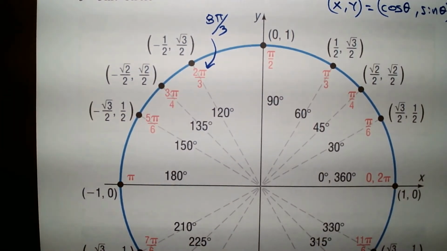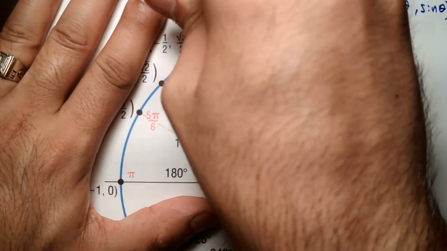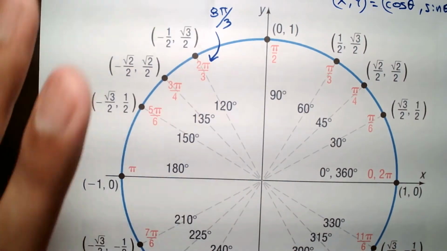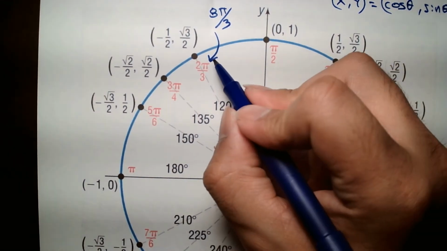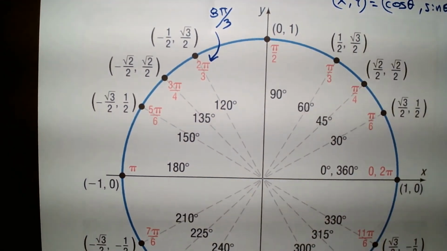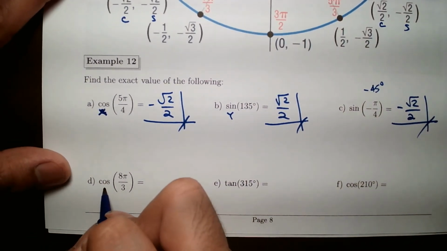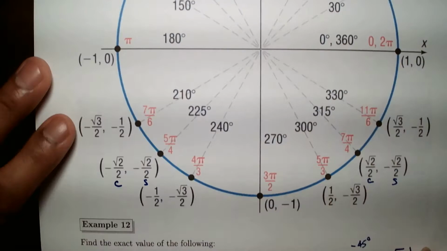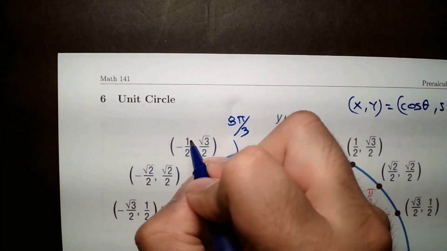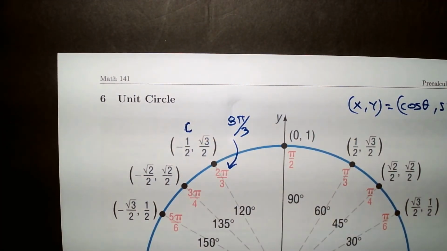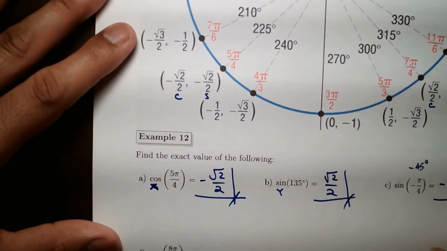I'm going to make sure I can erase this guy there. Let me see if it works for this guy. No, it's not going to work. Never mind. We're looking for cosine of 8 pi over 3. In a way, we're looking for some x value related to that point, and the x value is cosine, which is negative 1/2.